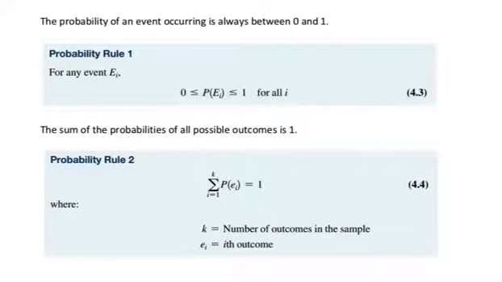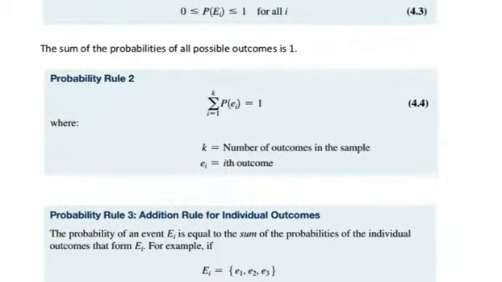So for example, if I'm flipping a coin, I know the probability of getting heads is 1/2, and the probability of getting tails is 1/2. Those are the only two possible outcomes, and 1/2 plus 1/2 is 1. Now, probability rule 2 is written in the textbook in summation notation. Don't worry too much about this if you don't remember summation notation from algebra, but this is just saying that if you add all the probabilities of each outcome together, it will equal 1.